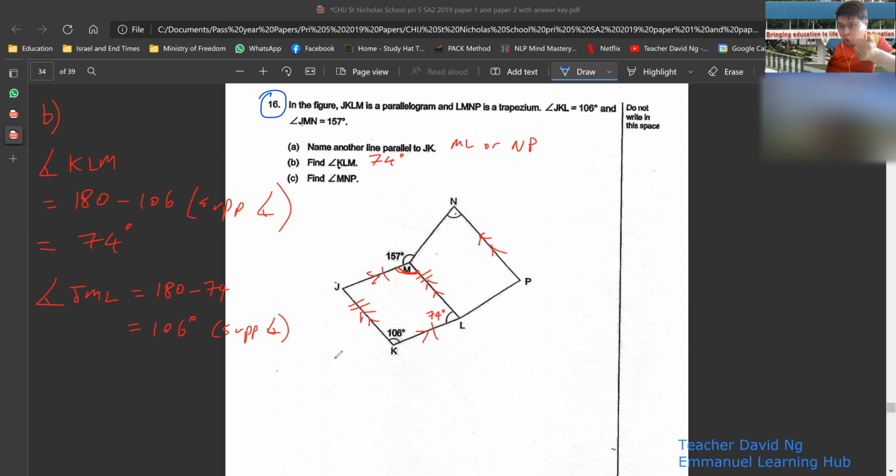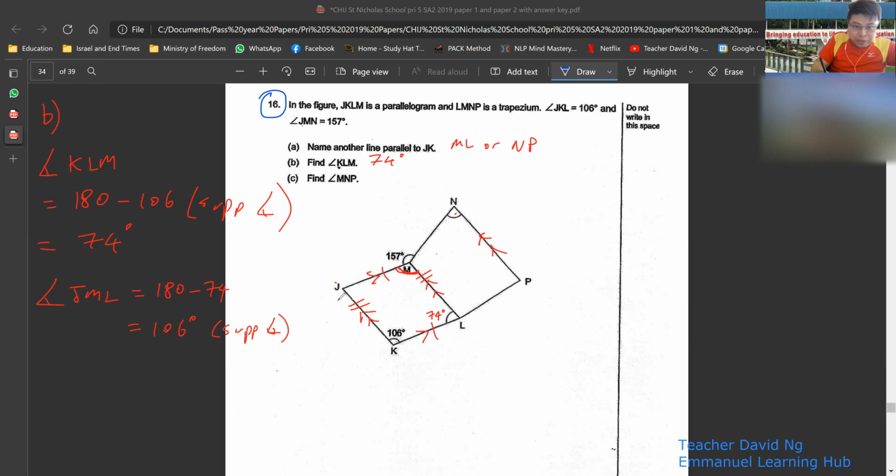Like your ratio, the concept of ratio. You're still going to use ratio in secondary school. But the way you use ratio will be different. Maybe what they mean by not the same is the way you use it, but the concept remains the same.